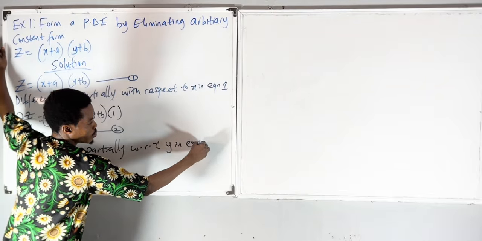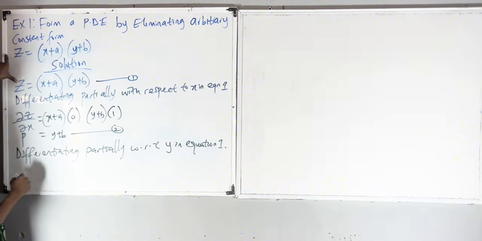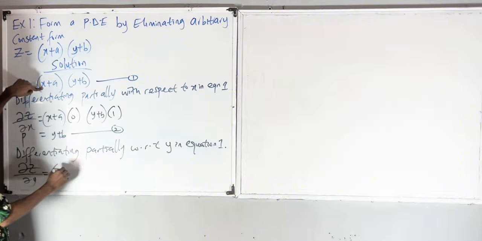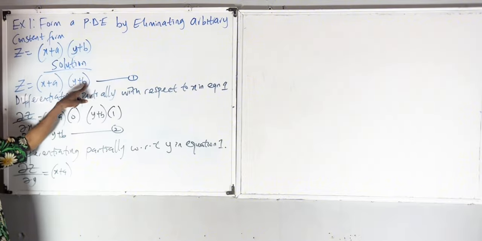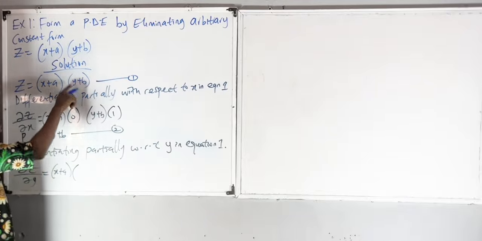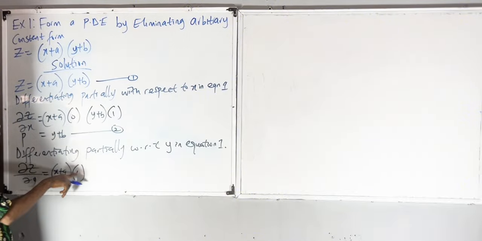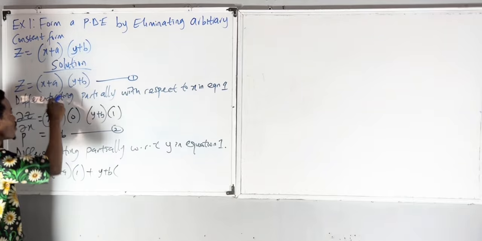In equation 1, if I differentiate z with respect to y, I get partial z over partial y equal to, taking x plus a as u, x plus a times the derivative of y plus b. If I differentiate y, I'm going to have 1, plus if I differentiate b, I'm going to have 0. Our b is a constant, and whenever I differentiate a constant, I get 0. So 1 plus 0 is 1.